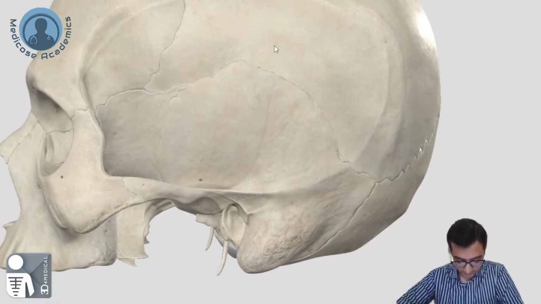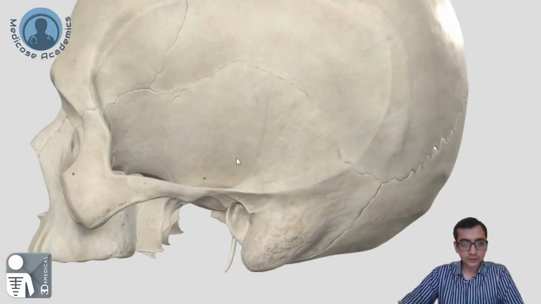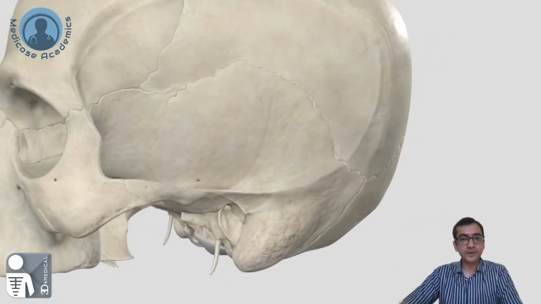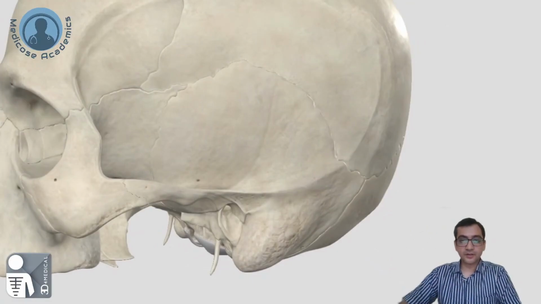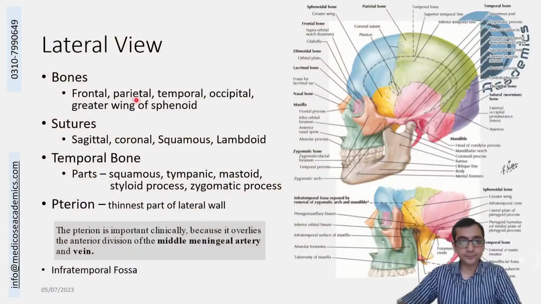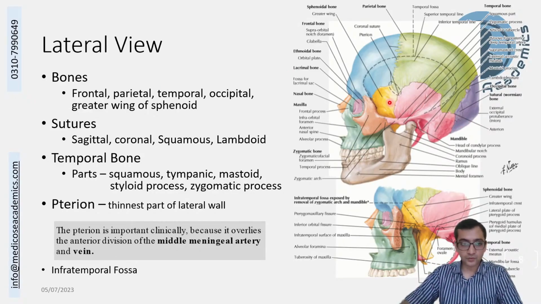What more about the lateral aspect? These are almost all the things about the lateral aspect. Let me see if I've covered these things. We have discussed the frontal bone, the bones: frontal, parietal, temporal, occipital is also seen here. I did not mention the greater wing of sphenoid. We saw the sutures. The major ones were sagittal, not very visible here, it is present somewhere here; coronal suture, squamous suture, lambdoid suture.